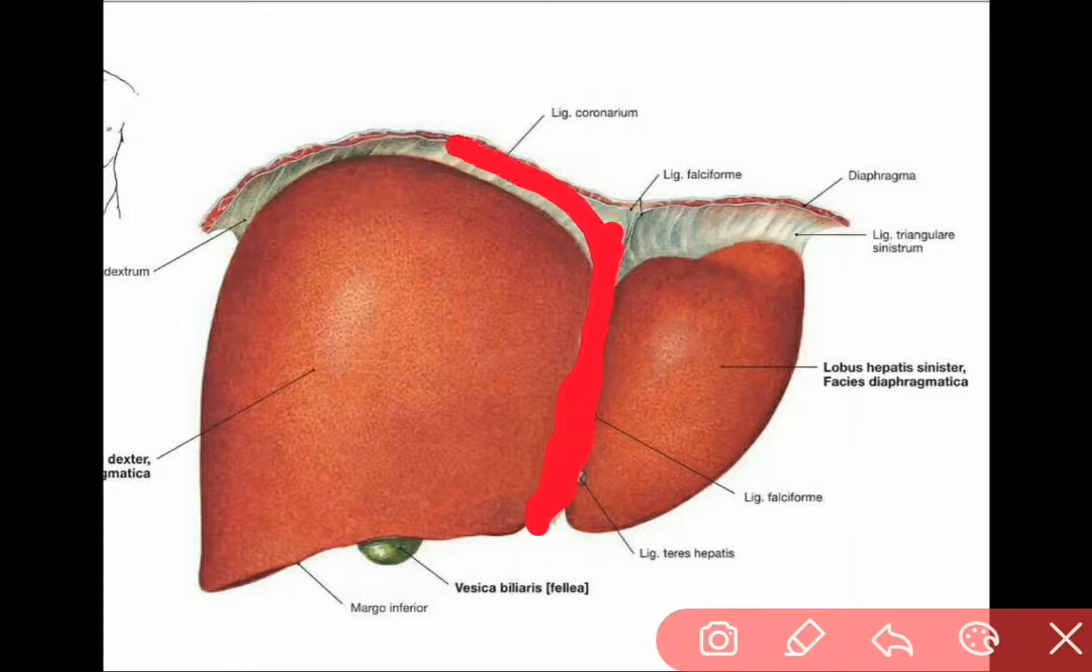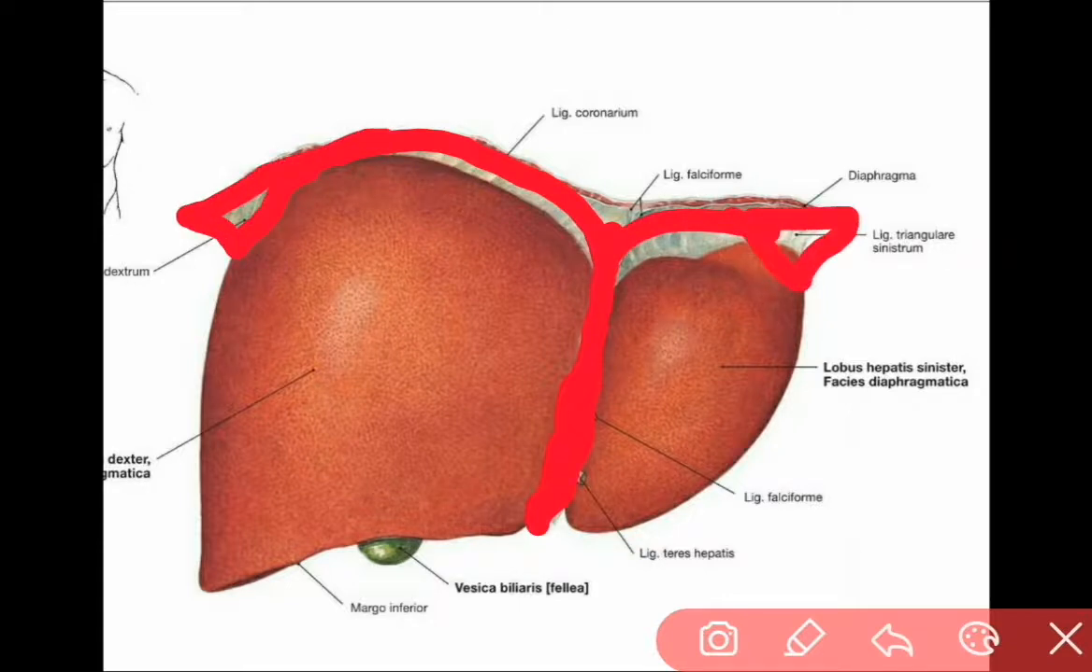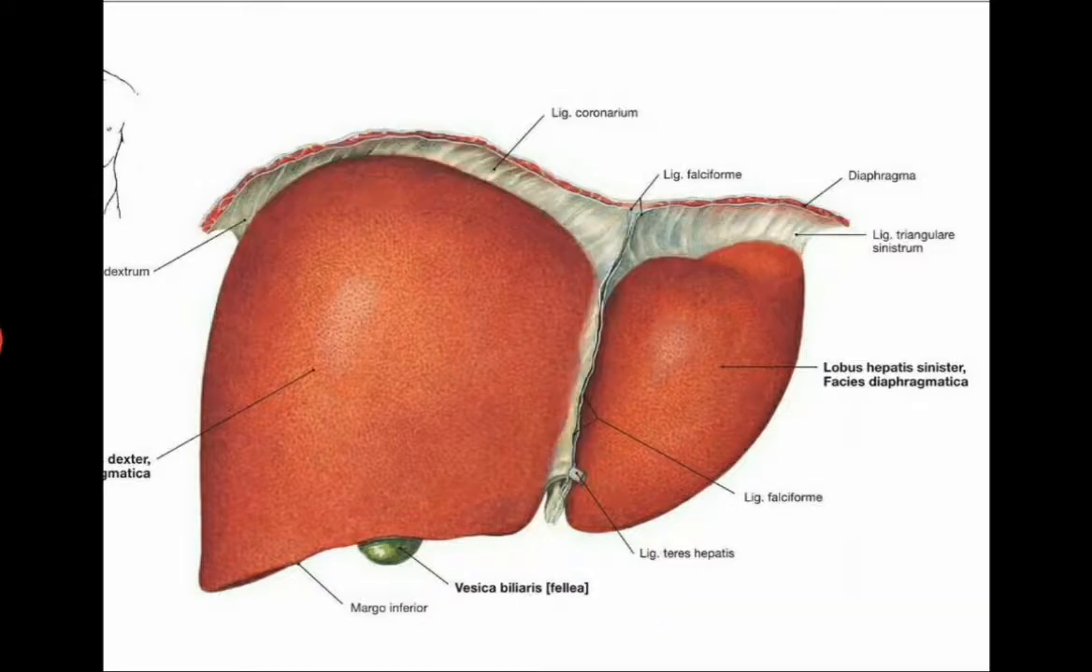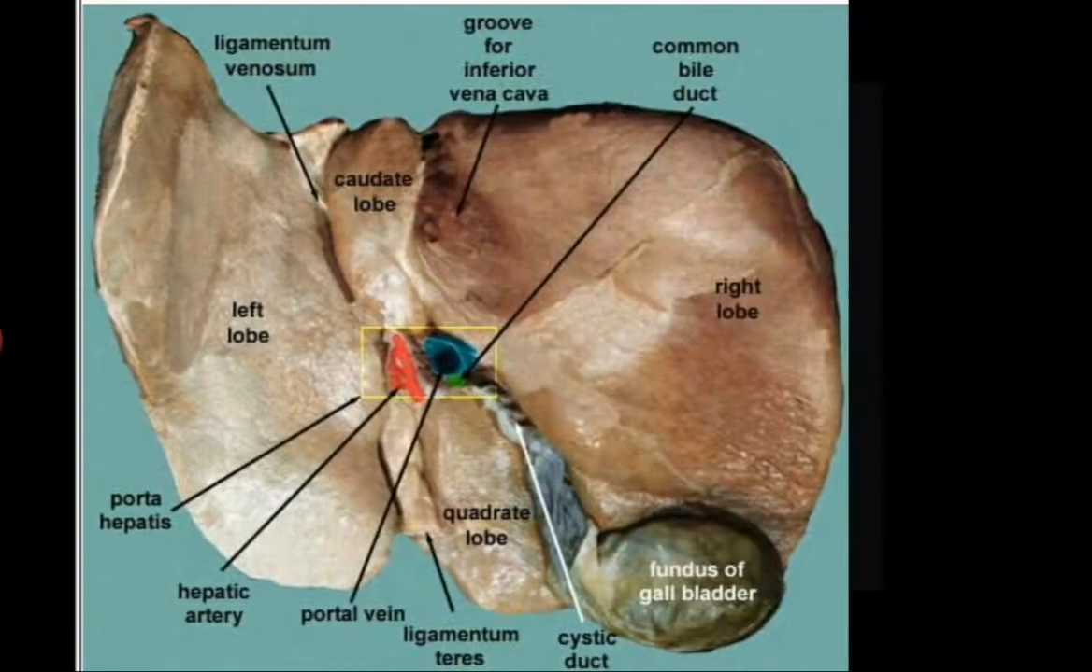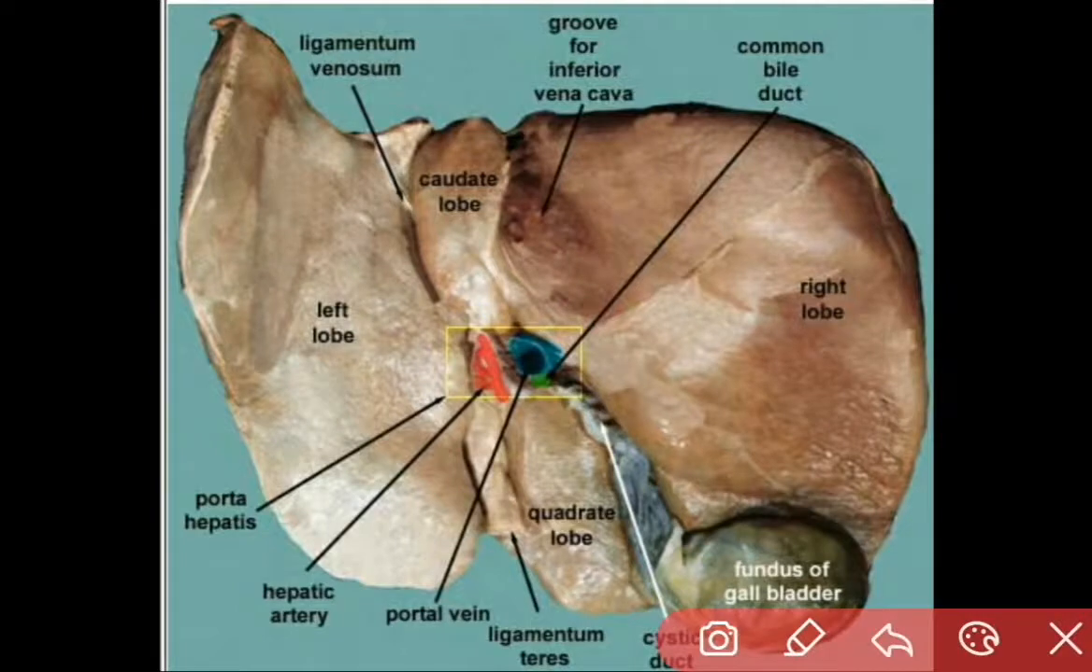Falciform ligament continues as the coronary ligament. Coronary ligament continues as the right triangular and left triangular ligament. So these four, that is the falciform ligament, the coronary ligament, the right triangular and the left triangular, these four are the false ligaments. And another false ligament is the lesser omentum that you can see on the visceral surface. It continues from the lesser curvature of stomach to the porta hepatis. This is the lesser omentum.